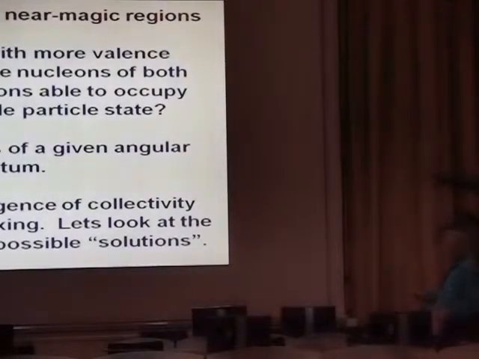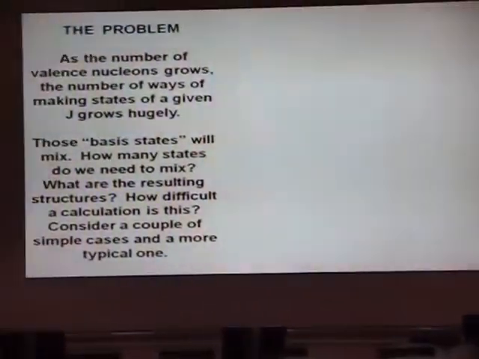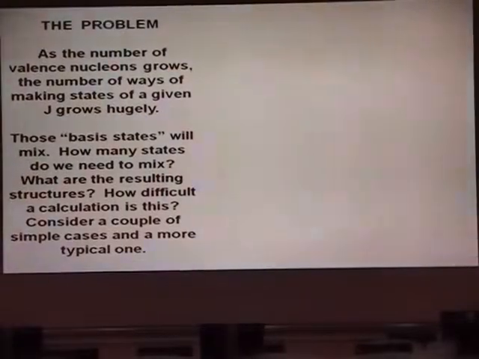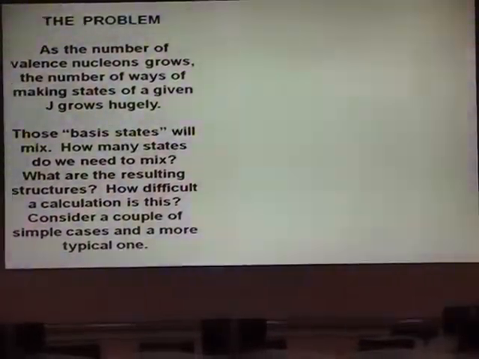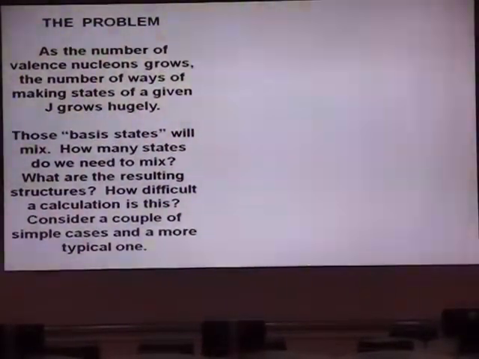So, once you can form more than one state of a given angular momentum, you have to take into account interaction of those states. The result of that is the emergence of collectivity due to this mixing. I want to look at the problem first and then some solutions. So here's the problem. As the number of valence nucleons grows, the number of ways of making states of a given J grows hugely.